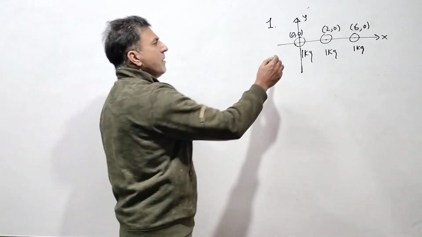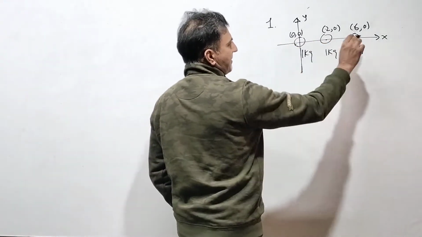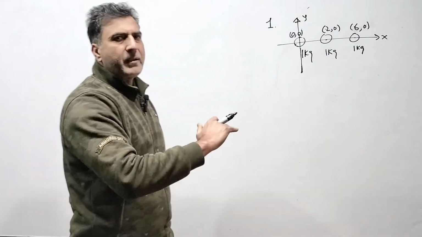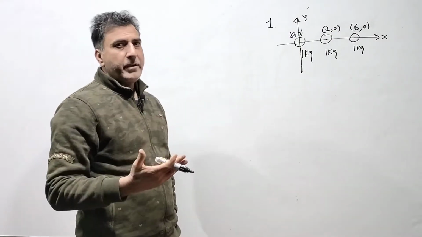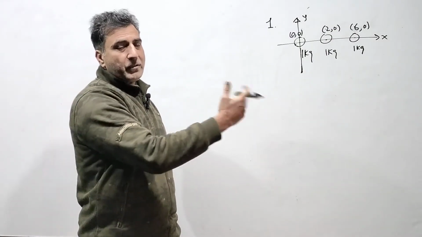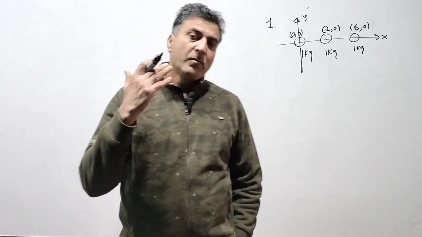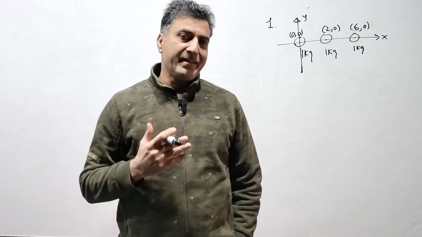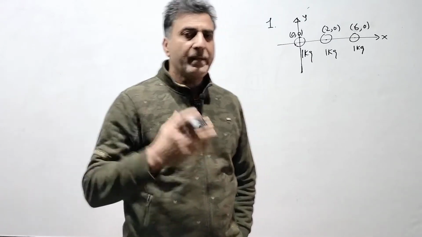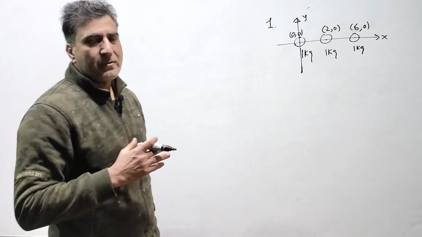Obviously the center of mass of these three masses will lie on the x-axis, because all three particles are on the x-axis. The y coordinate is 0 for all the three masses, and we will have only the x coordinate of the center of mass. So what is the formula? The formula that I already discussed with you.